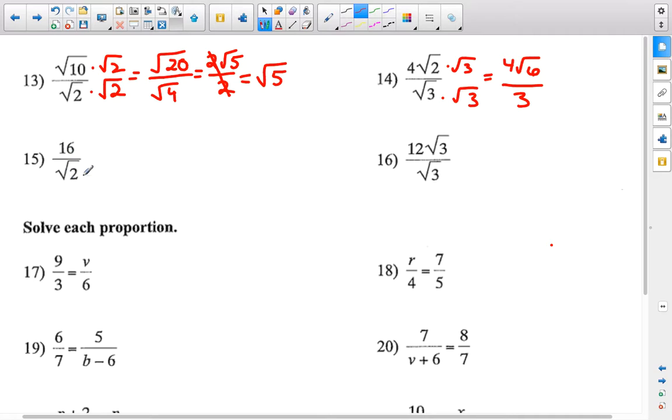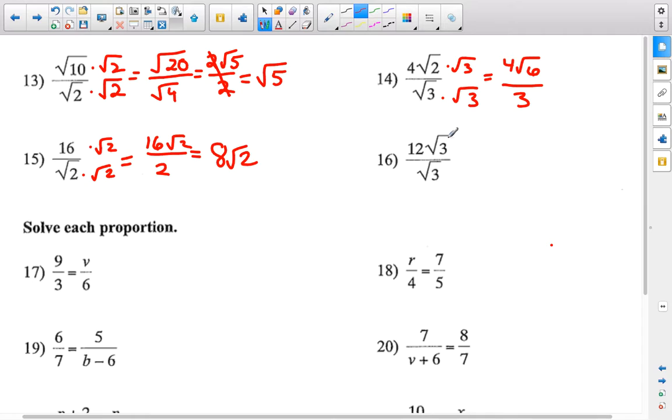Okay, number 15, let's multiply the top and the bottom by radical 2. On the top, we're going to get 16 radical 2. And on the bottom, radical 2 times radical 2 is radical 4, which is just plain old 2. Always check these two numbers. 16 divided by 2, you're right, it's 8. So 8 radical 2 is our final answer.